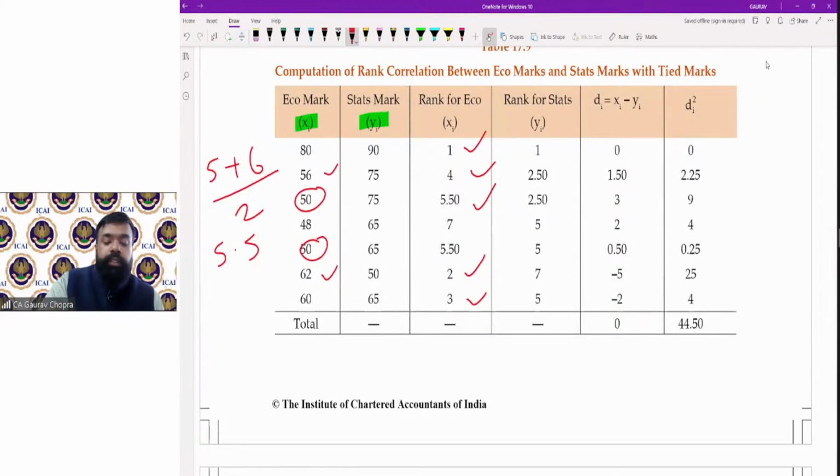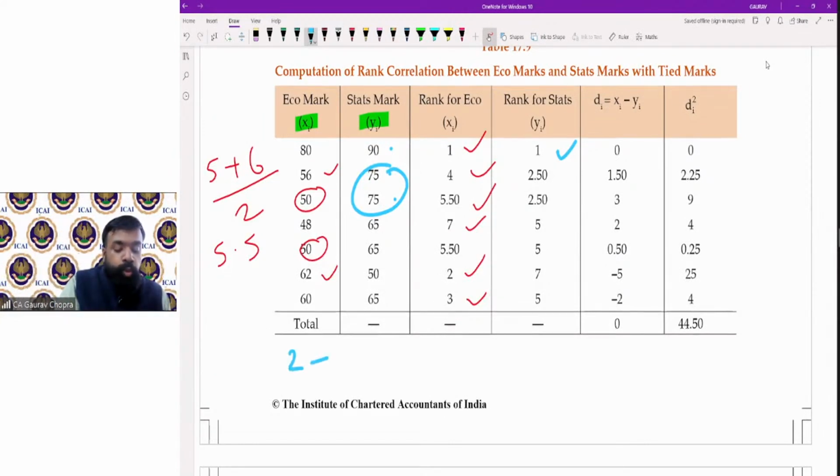Then next one is 7th rank. So in this way, you can allot the ranks. Rank for economics. Now the next is rank for statistics. First rank will be given to 90 marks in statistics. First rank. Second rank 75. Now 75 is getting repeated 2 times. So second position and third position have a tie.